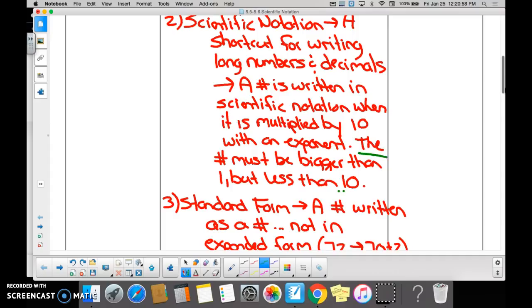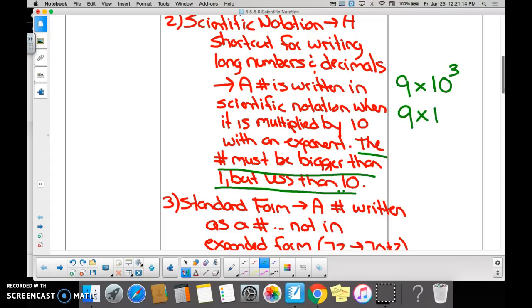The number must be greater than 1 and less than 10. So for example, the number 9 is bigger than 1 and less than 10. If you multiply it by 10 and an exponent, you have scientific notation. If you have a number like 9 and you multiply it by 10 and a negative exponent, you have scientific notation. The positive exponent tells you which way to move the decimal point. The negative exponent tells you which way to move the decimal point. Positive is to the right, negative is to the left, and we'll be practicing that in a bit.